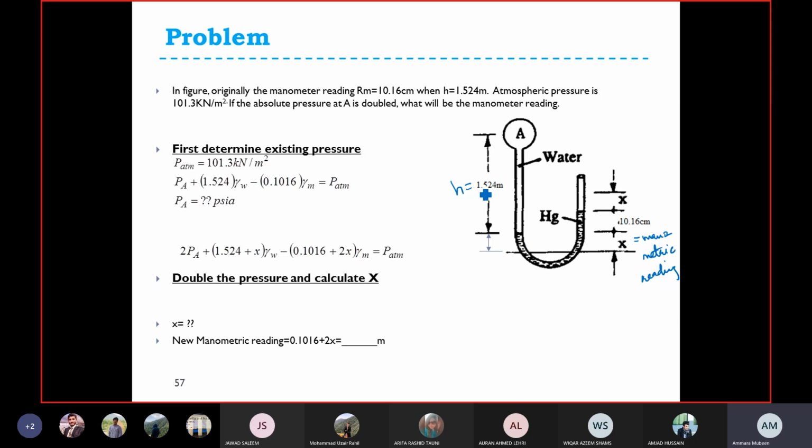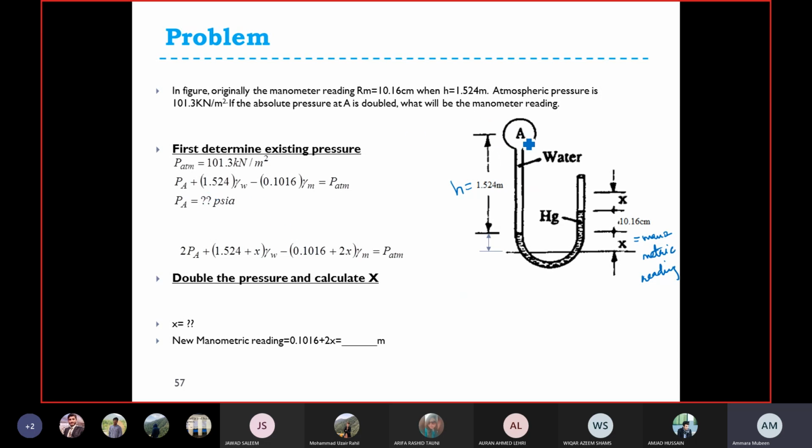So let me know how would you do that. First you need to find out the absolute pressure at the present condition, and then you'll be finding out the reading of the manometer when that absolute pressure is doubled. So first determine the existing pressure.